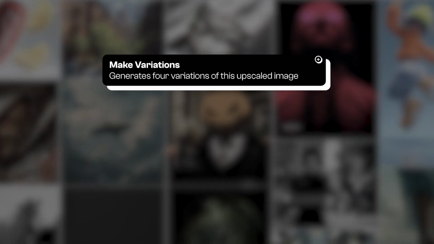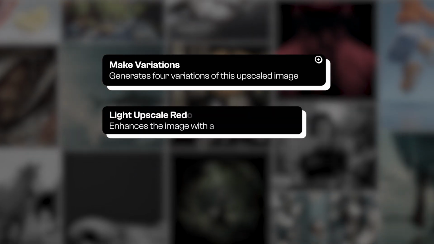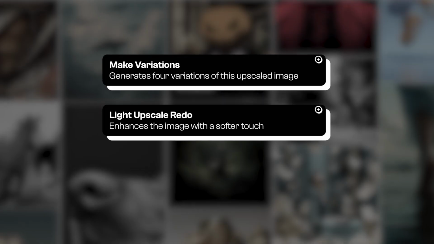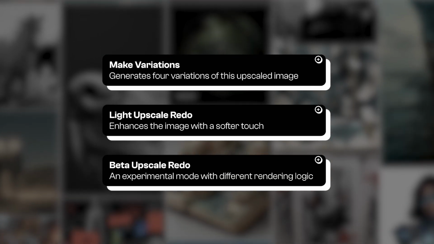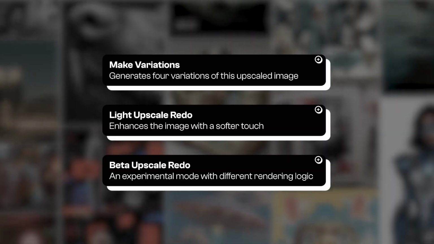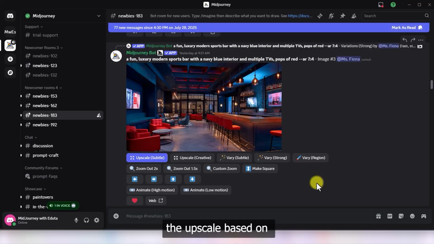Make variations generates 4 variations of this upscaled image. Light upscale redo enhances the image with a softer touch. Beta upscale redo is an experimental mode with different rendering logic. These options let you fine-tune the upscale based on how much change or detail you want.